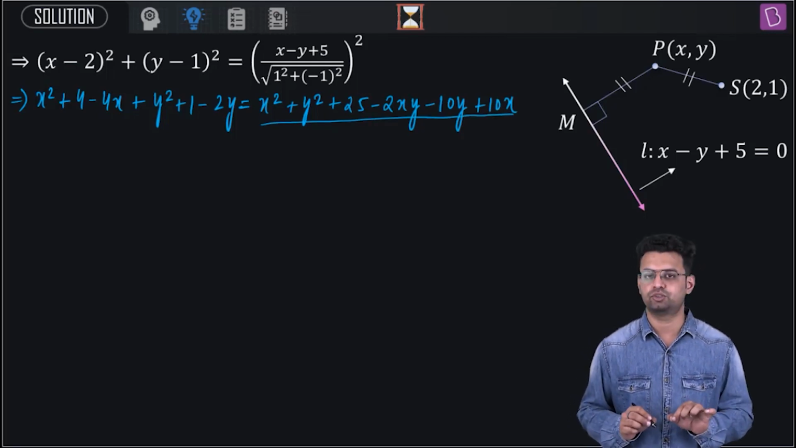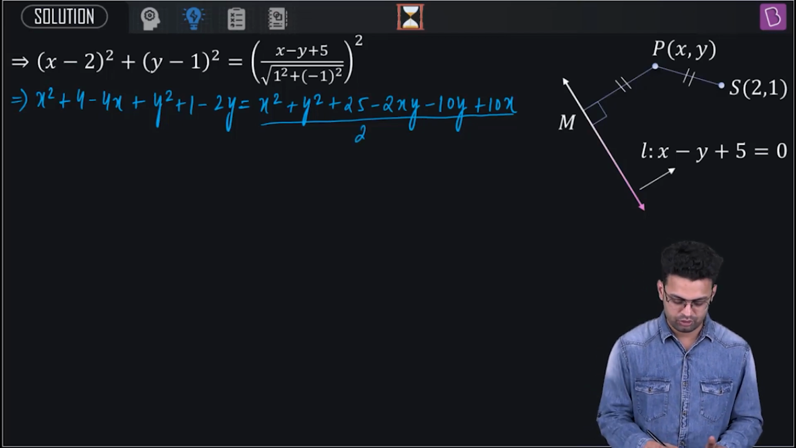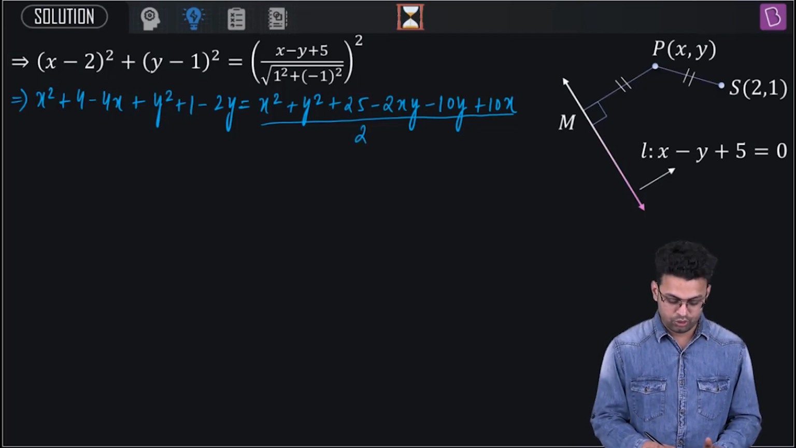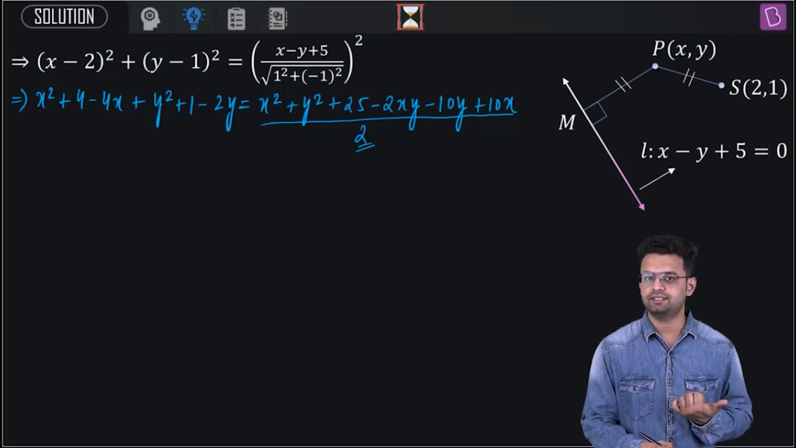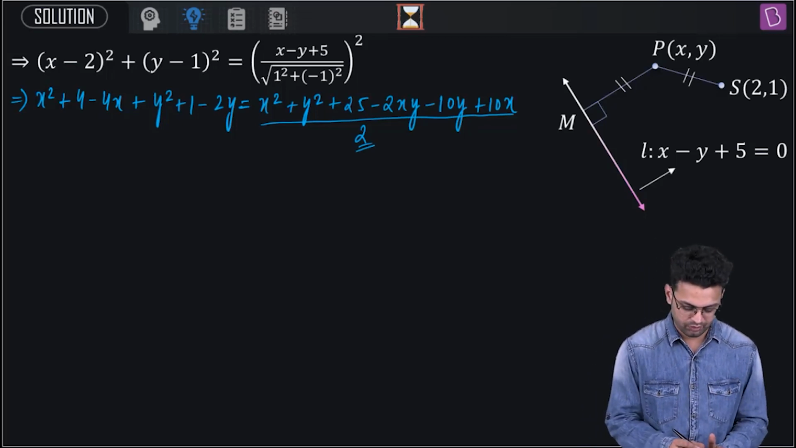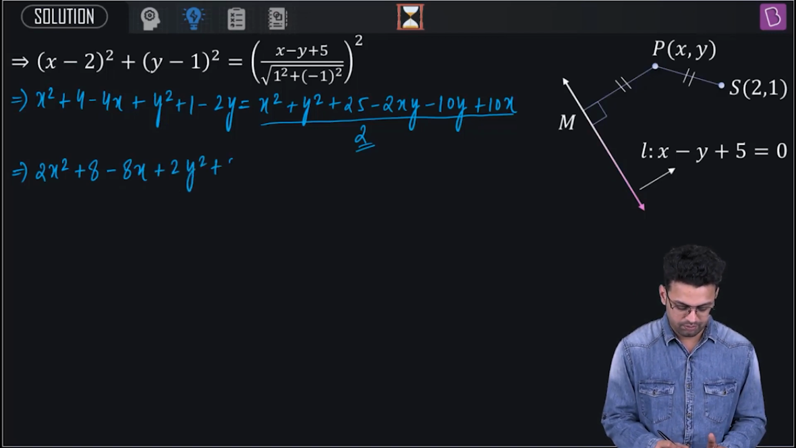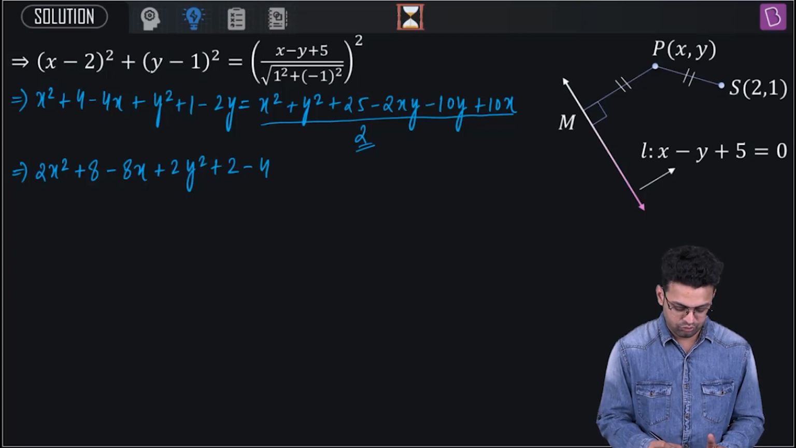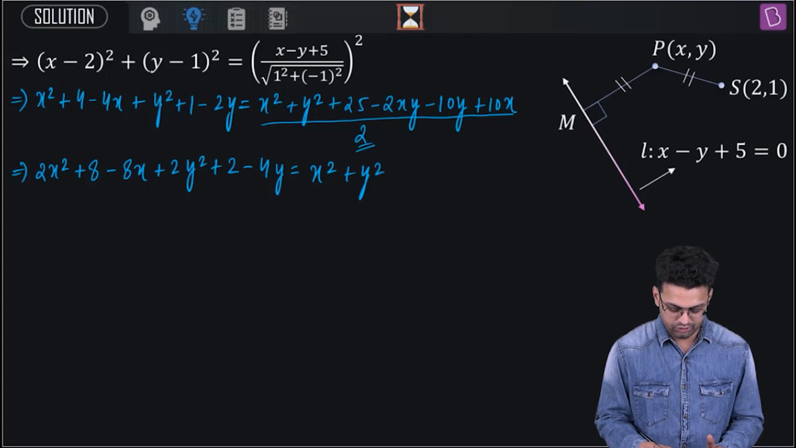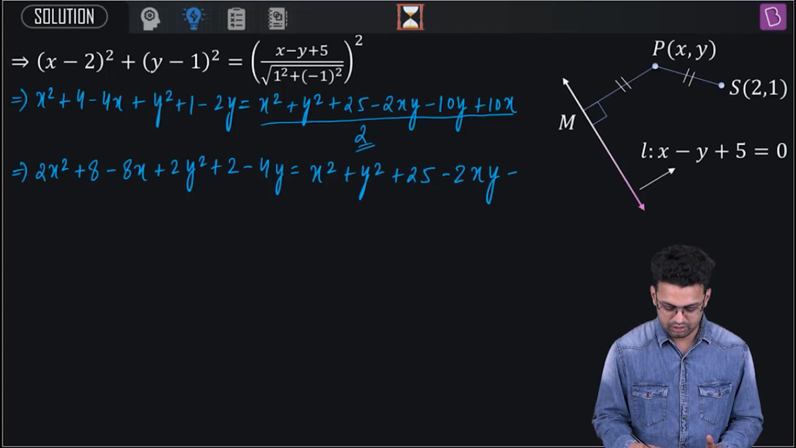In the denominator there was root 2 and the square of root 2 is 2. This 2 in the denominator will go on to the left hand side and will get cross multiplied. What further I'll get is 2x square plus 8 minus 8x plus 2y square plus 2 minus 4y is equal to x square plus y square plus 25 minus 2xy minus 10y plus 10x.